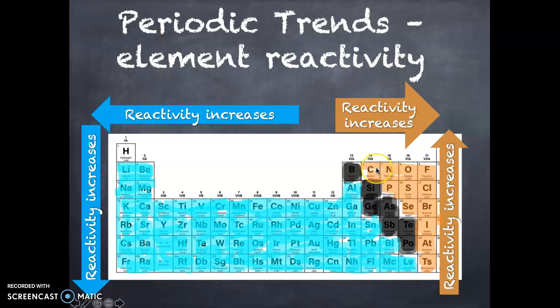Now with nonmetals, they are the opposite of the metals. As you move to the right and as you move up, they become more reactive. So fluorine is actually the most reactive non-metal on the table. And again, we ignore the noble gases because they don't react.